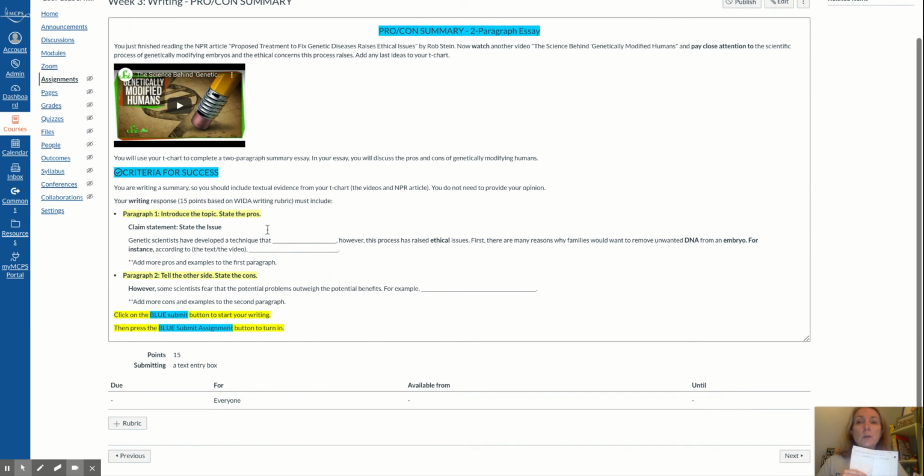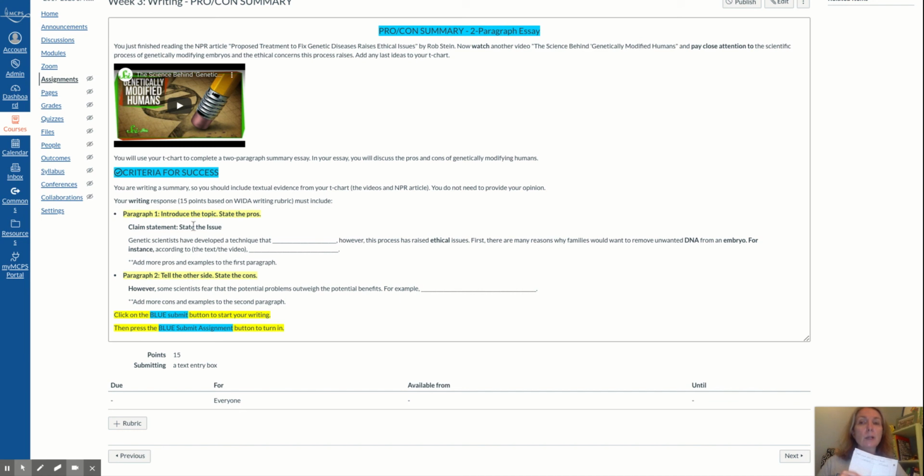Then you're going to use your T-chart to complete a two-paragraph summary essay. It is not an opinion. You're not saying whether you agree with this process or you don't agree with this process. It's a summary, un resumen. A summary is when you take the information and you put it in your own words, where you explain it more succinctly, more concisely, and in your own words, okay? So we've given you some sentence starters here and some ideas to get you started.